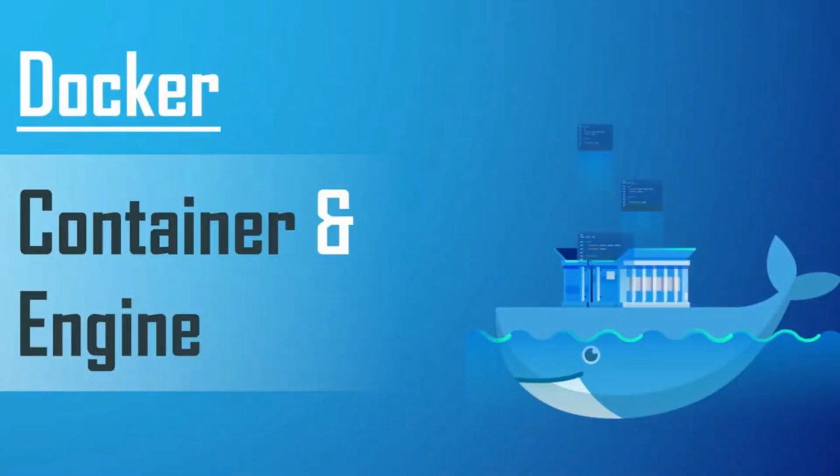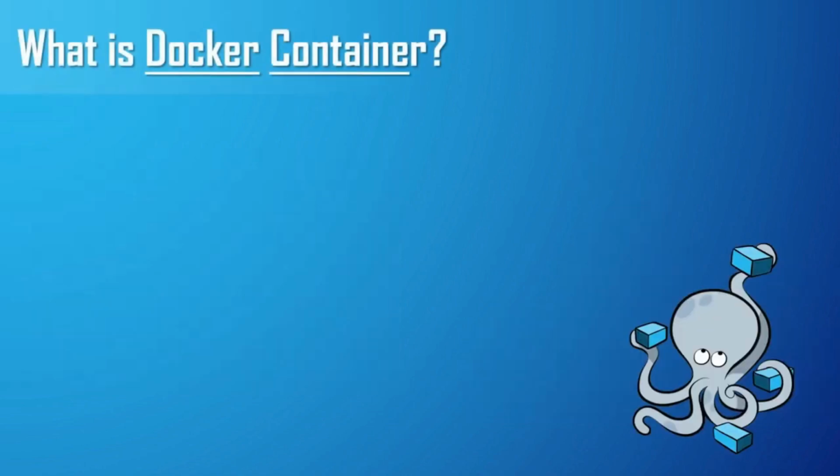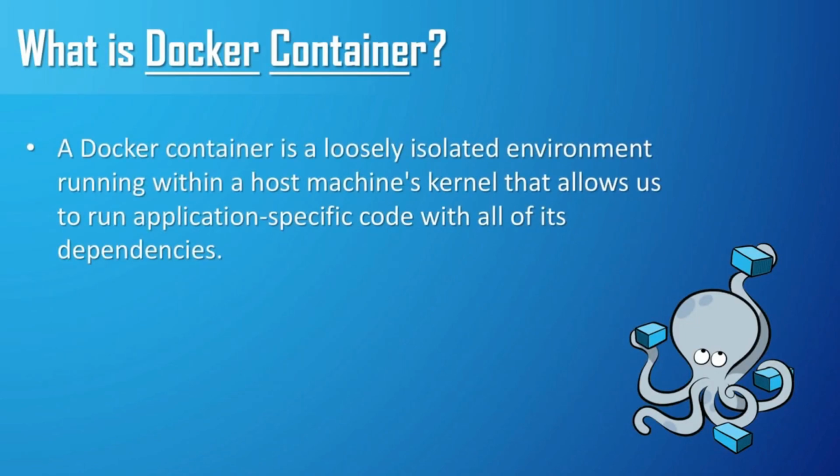In this video, we will talk about Docker container and Docker engine. So without any further ado, let's get started with the session. First of all, let us talk about what is a Docker container. So, a Docker container is a loosely isolated environment, running within a host machine's kernel, that allows us to run application-specific code, along with all of its dependencies.